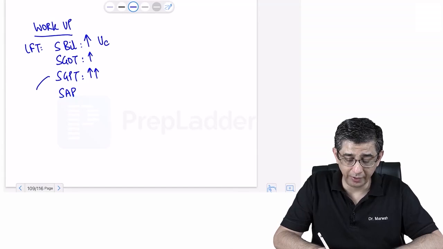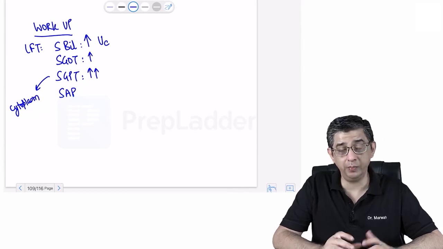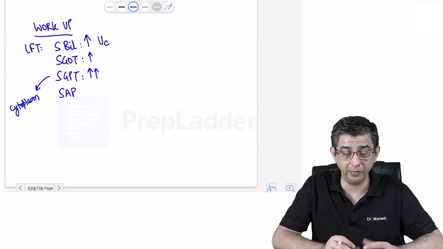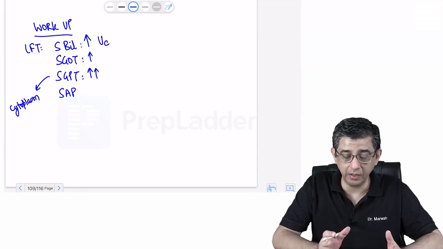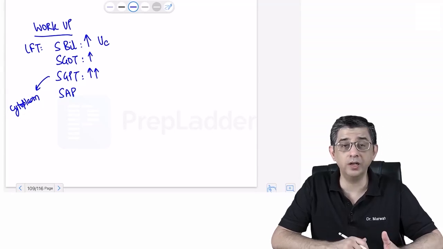SGPT is present in the cytoplasm of the hepatocyte. So if there is damage to the hepatocyte, like you study in pathology in acute viral hepatitis, ballooning of hepatocyte, and then they might get destroyed, they might get ruptured. So SGPT/ALT will start rising, though SGOT primarily is to be answered for alcoholic liver disease.